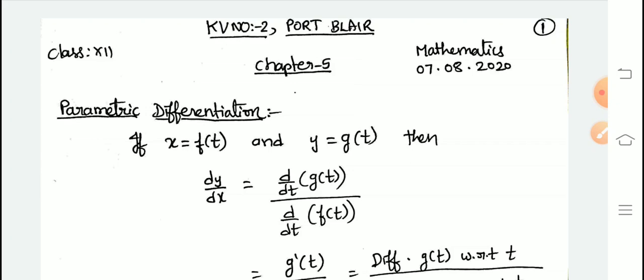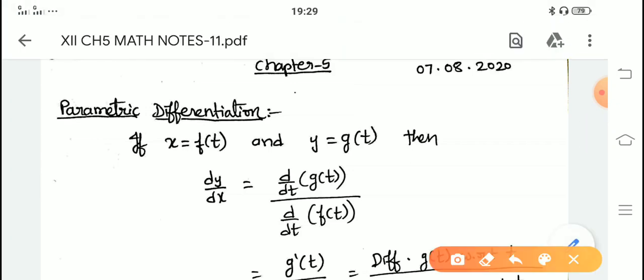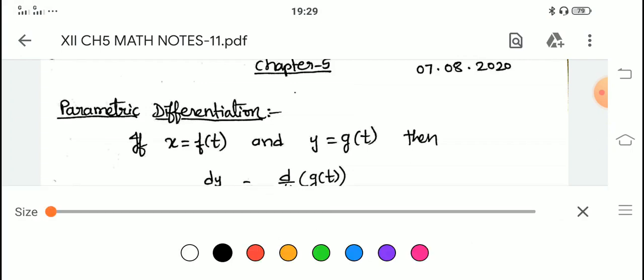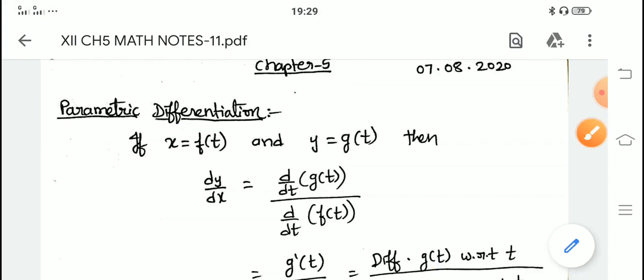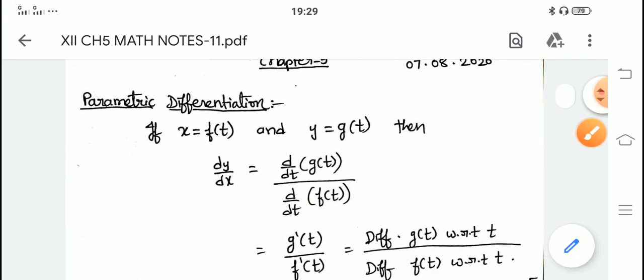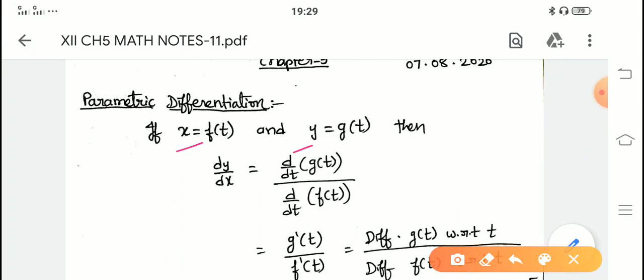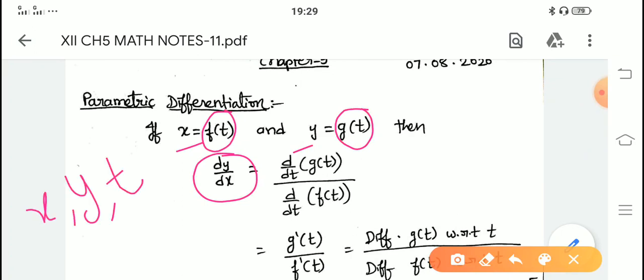Very important: what is parametric differentiation? The concept is parametric differentiation. This time x and y will both be expressed in terms of t, so that we should find out dy by dx. That means here three variables are there: x, y and t. Here x and y both can be expressed in terms of t, that means x and y are depending on t. t is the independent variable, you can say. Here t is called the parameter.